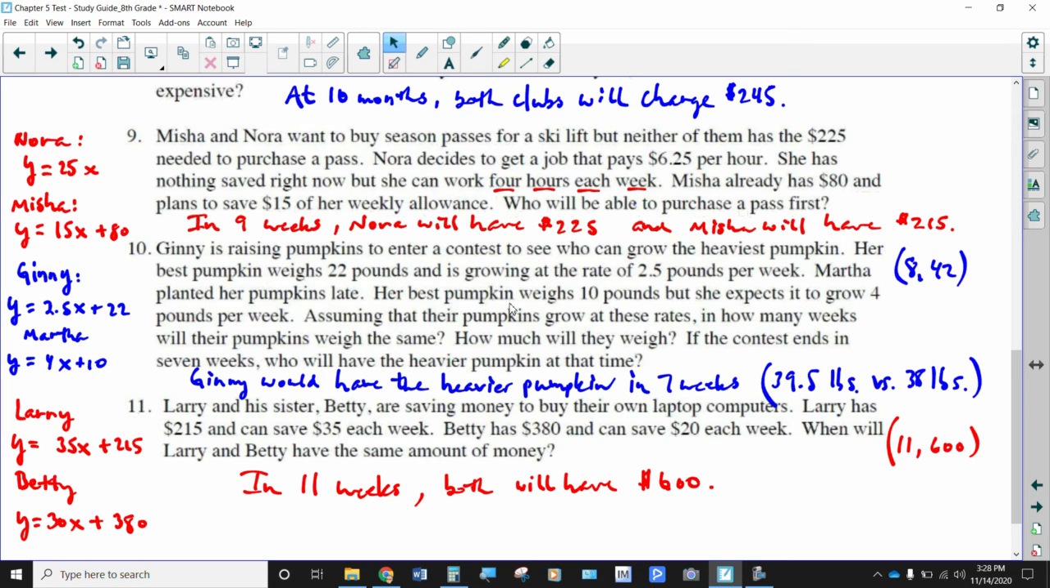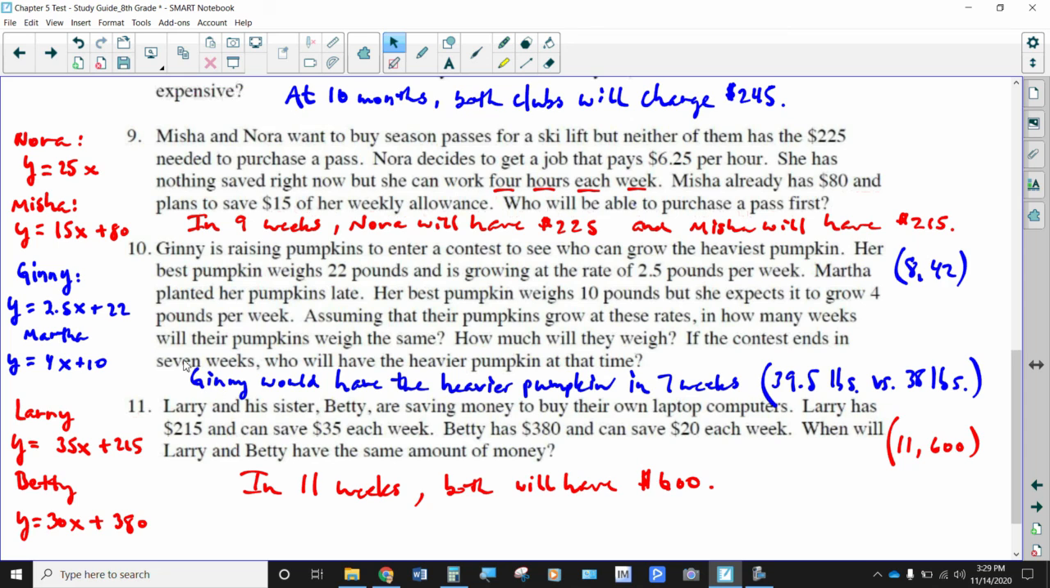Wait, what is the question? Let me just read it. Her best pumpkin weighs 10 pounds, but she expects it to grow 4 pounds per week. Okay, so that's a part of this one right there. Assuming that the pumpkins grow at these rates, in how many weeks will their pumpkins weigh the same? 8 weeks, they'll weigh the same, right? How much will they weigh? 42 pounds.